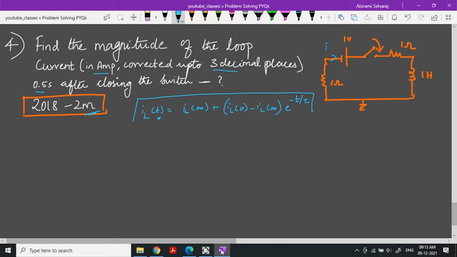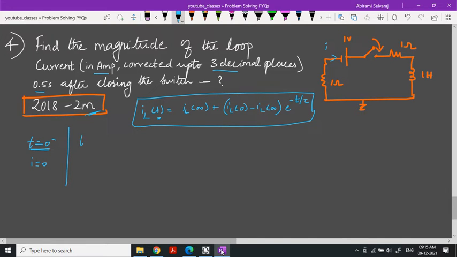Let's proceed. At t equal to 0 minus, before the switch is closed, that means it is open. If the switch is open, what will be the current? It's a single loop, so if the loop is open, there will be no current. So i equals 0 at t equal to 0 minus.